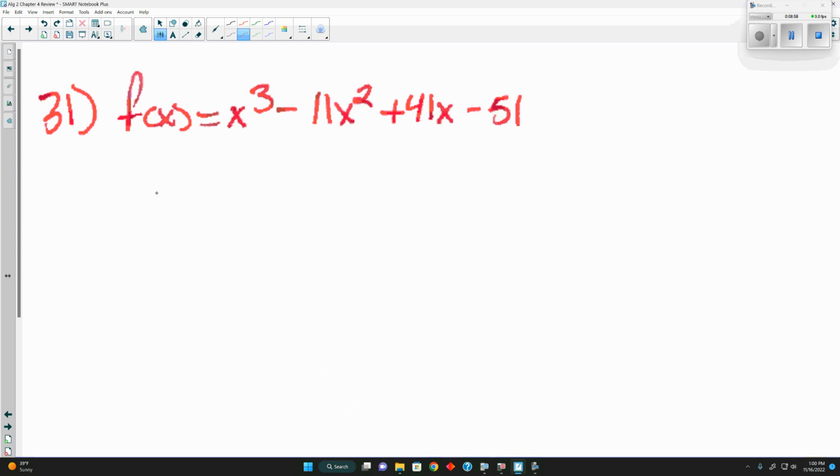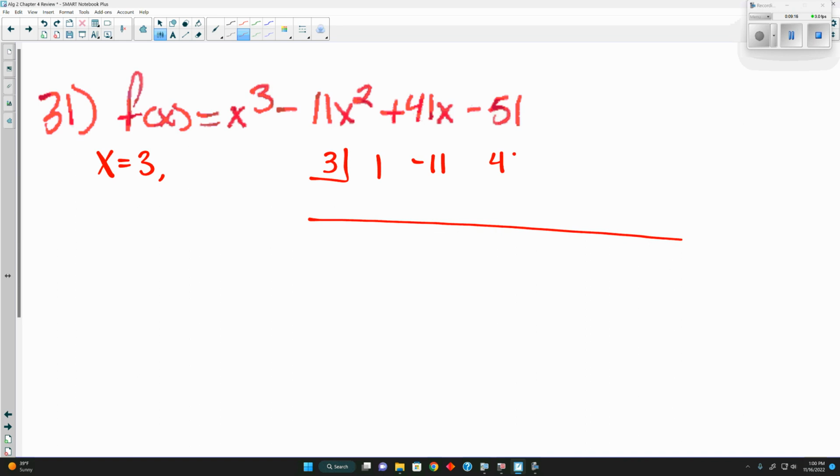Now that is helpful because now we can take it from a degree 3 down to a degree 2 and we can solve from there. For synthetic division, we'll have 1 for x to the 3rd, -11 for x squared, 41 for x, and -51. So we have 1. We can do 3 times 1, which is 3. -11 plus 3 is -8. 3 times -8 is -24. 41 plus -24 is 17.